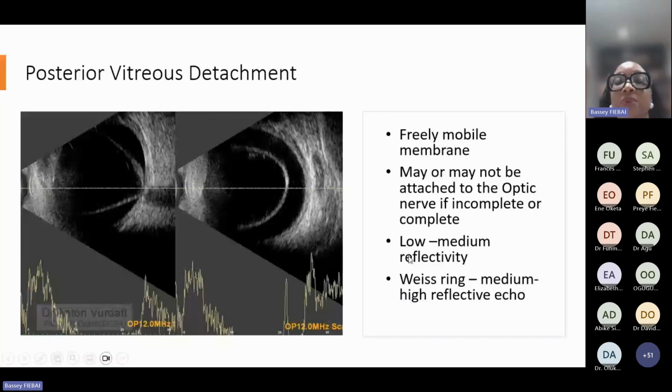And if there is a Weiss ring, you will actually see it in the vitreous, and you will see that the reflectivity of that Weiss ring, because it's part of the retina that was detached, will be high.